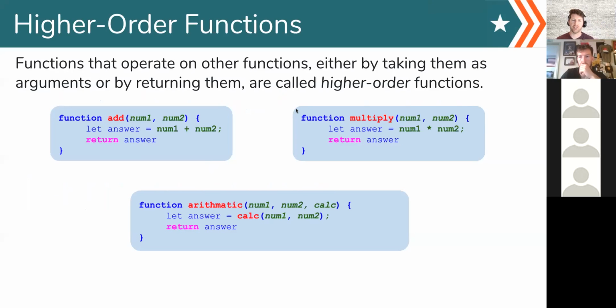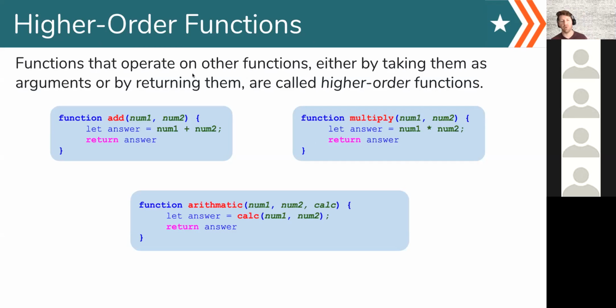Higher order functions are essentially just functions that operate on other functions. Now, what does that actually mean? It means they either take other functions in as their arguments or return them. So those are what higher order functions are: functions that take in functions as arguments, or functions that return other functions.